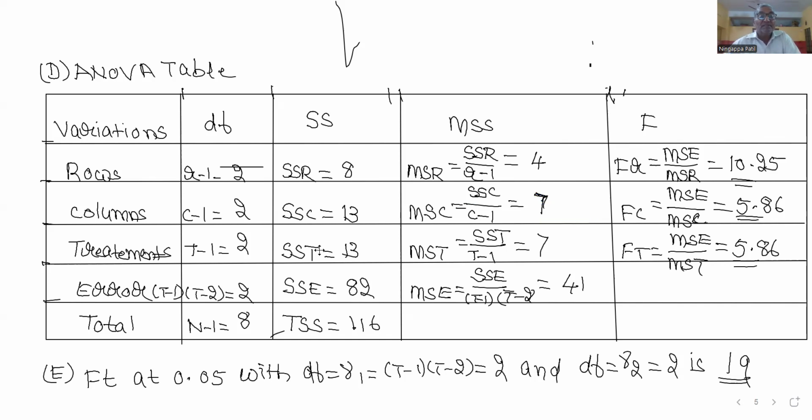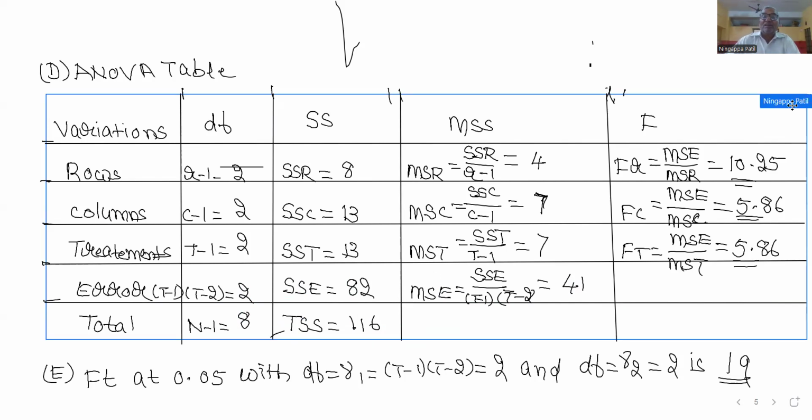And similarly, SST is 13 and degrees of freedom T minus 1. 3 treatments are there, 3 minus 1, 2. And 13 upon 2, this is 6.5, rounded to 7. Then similarly, 82: MSE equal to SSE divided by degrees of freedom, T minus 1, T minus 2, this is 2. Then 82 upon 2, this is 41. Then next, N minus 1. Total readings are 9, 9 minus 1, 8. TSS we have already calculated, 116.